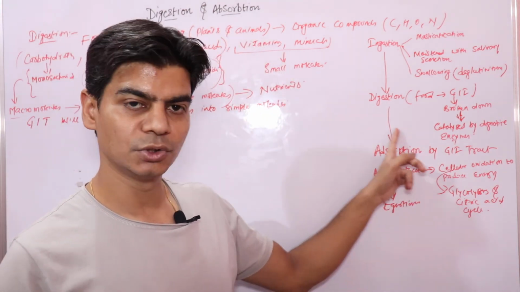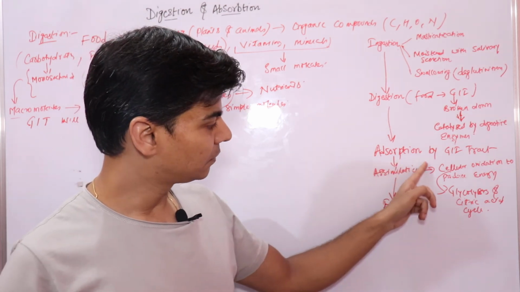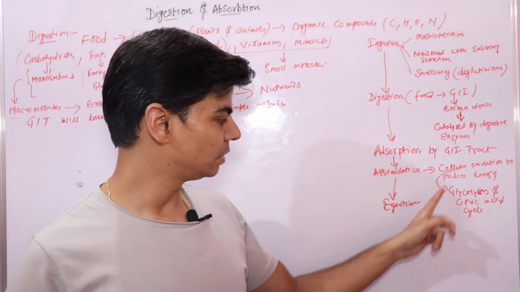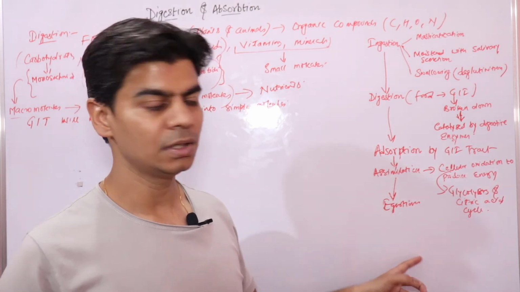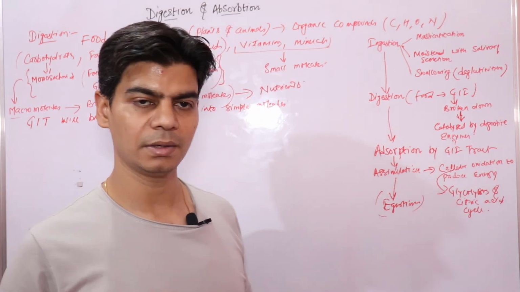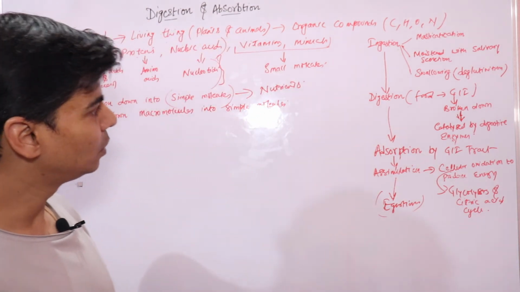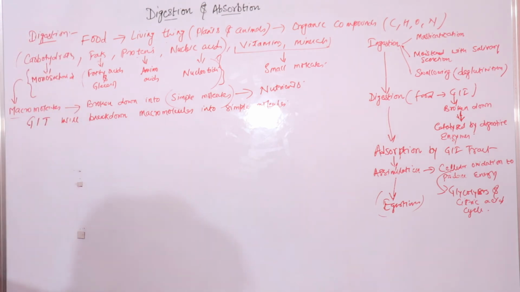Then it will undergo absorption by our blood and body cells. Then it will undergo assimilation to produce energy. Then finally egestion. We would be looking into which organ the food is in when it undergoes egestion, and how it exactly takes place. We would be looking into all these things in detail.